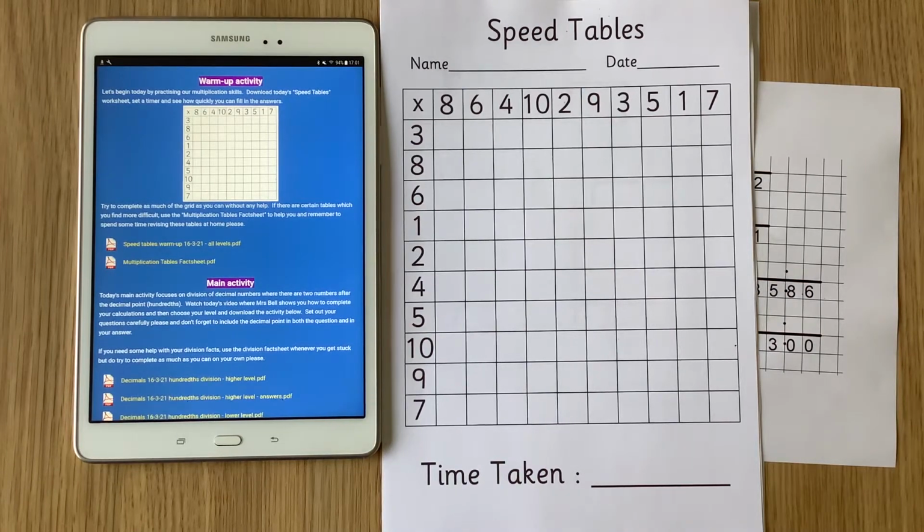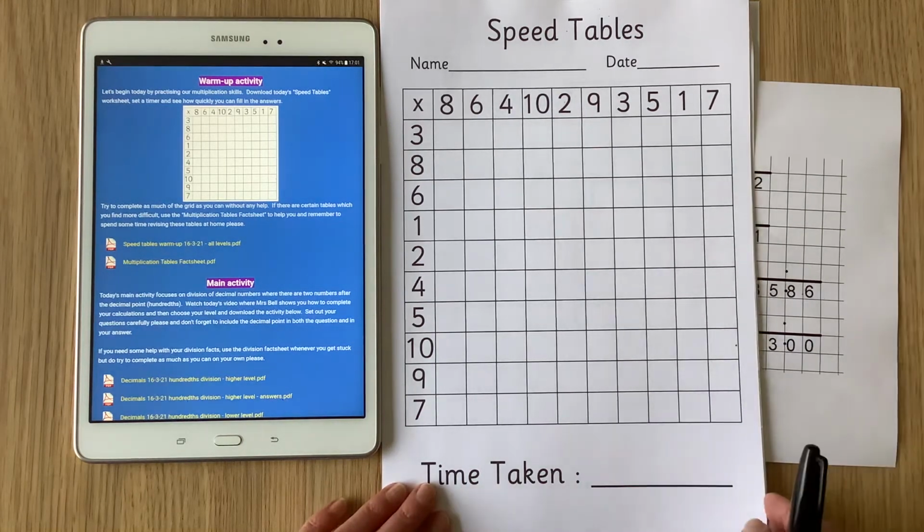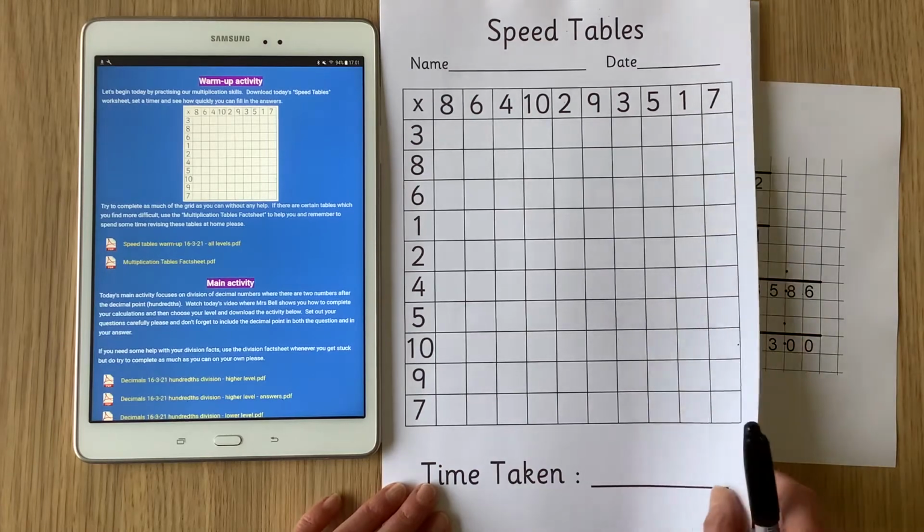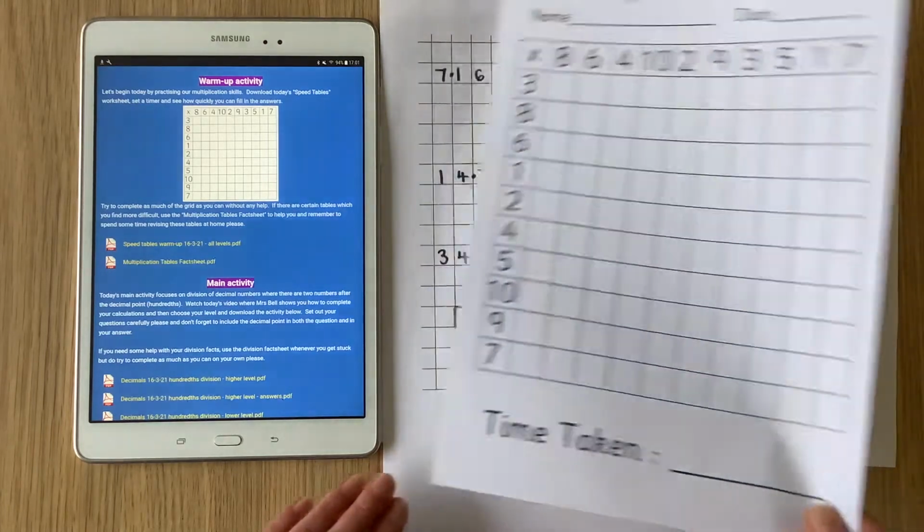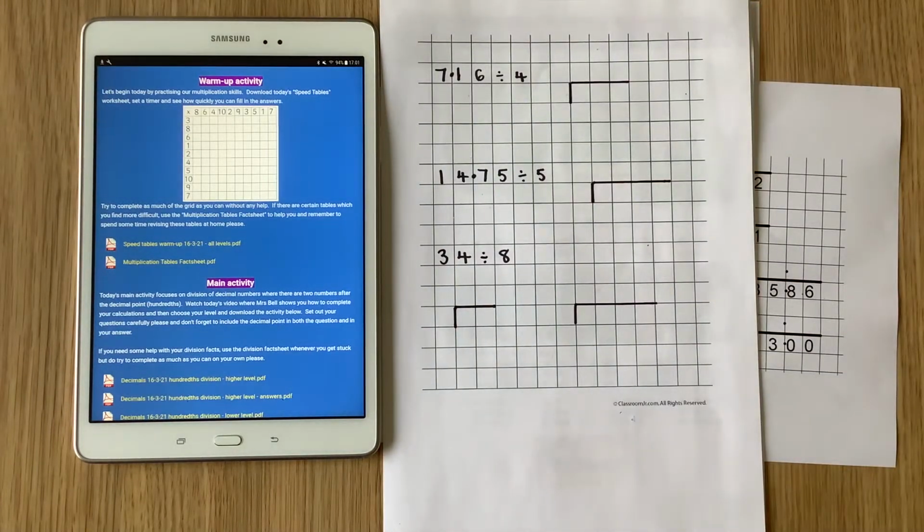They're so important. Now, our main activity today, we're going to think again about decimals and we're going to think again about hundredths. Yesterday we were practicing multiplying. Today we're going to think about dividing with hundredths. Now, let's have a look at these few questions.